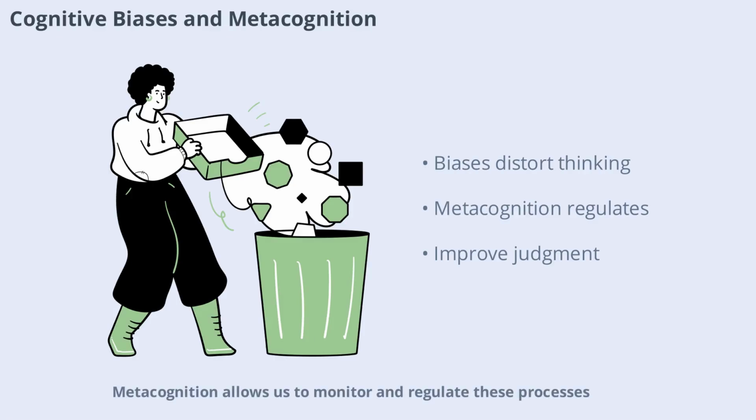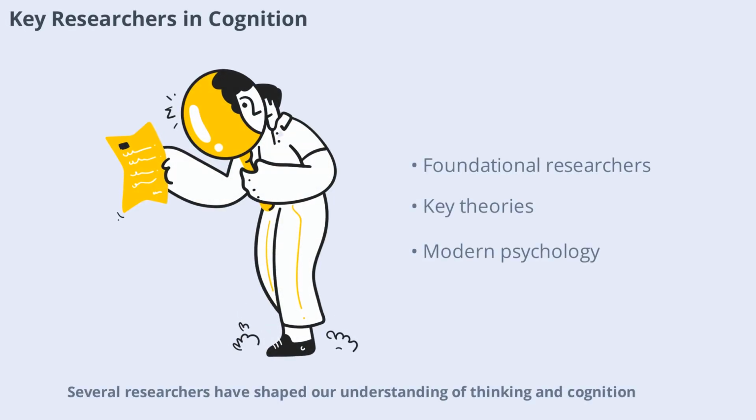Metacognition allows us to monitor and regulate these processes, and its failure leads to effects like the Dunning-Kruger effect. Awareness of biases and metacognitive skills is essential for improving judgment and decision-making. Several researchers have shaped our understanding of thinking and cognition.